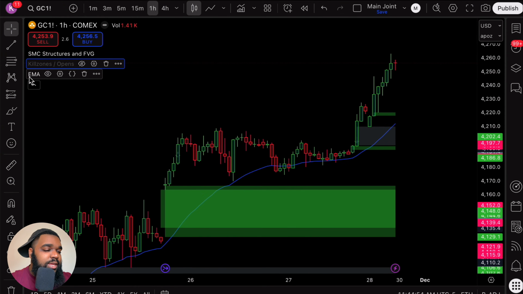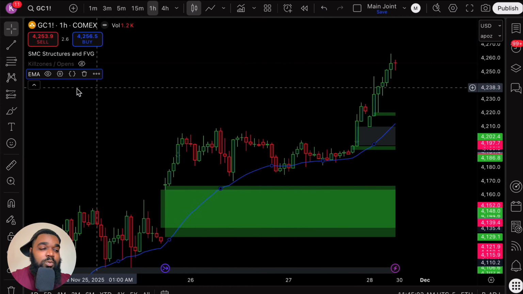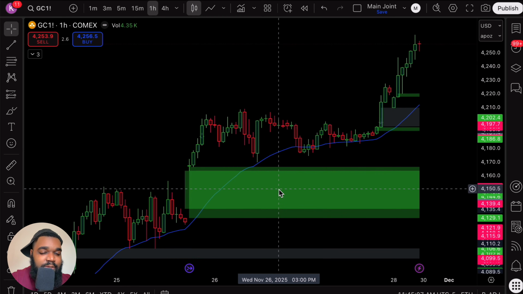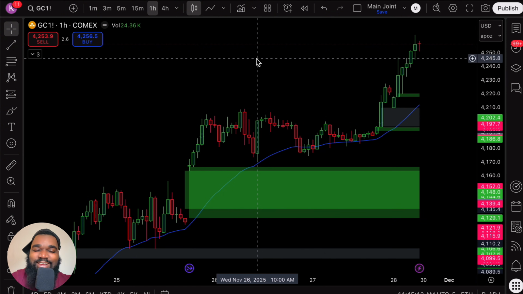And then I put my EMA on. That one is very, very important. Again, you could just type these in and it'll give you all of that stuff. That's what you want to start with, the time frames and the indicators, that way you have a little bit of a foundation. I call this my main joint, so I just save it, and that's that.